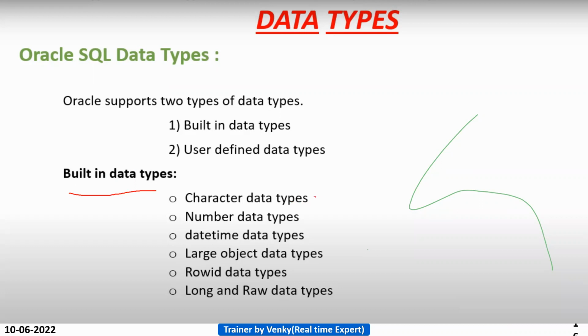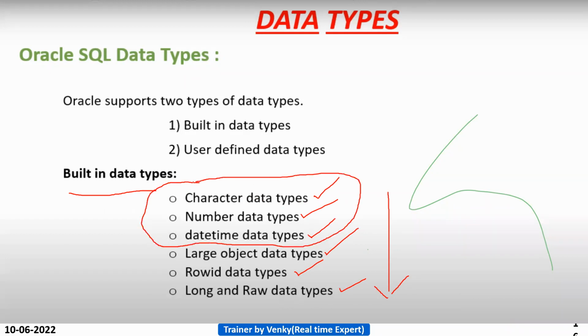Built-in data types: character data types, number data types, datetime data types, large object data types, row ID data types, long and raw data types. These six data types are available by default. We will discuss them one by one. But in real time, mostly we use these three only. In rare cases we use the large object, row ID, long and raw data types.